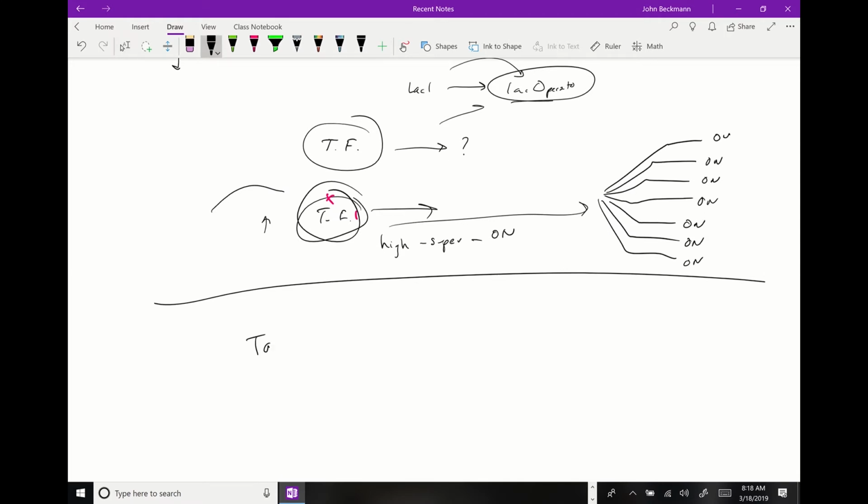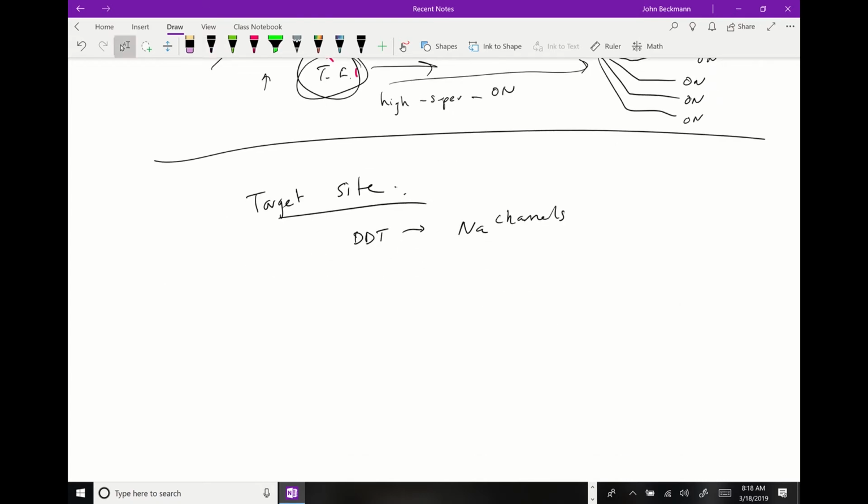Target site. Okay, so this is very common when you think of neurotransmitter-type insecticides. So let's say DDT. I think this is correct, going off my basal reptilian brain knowledge: DDT inhibits or blocks sodium channels.